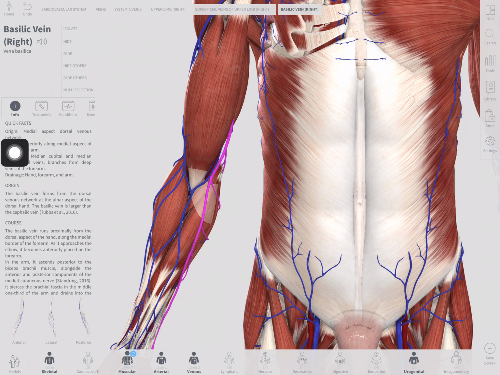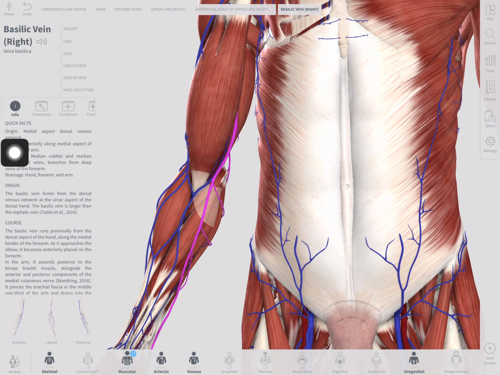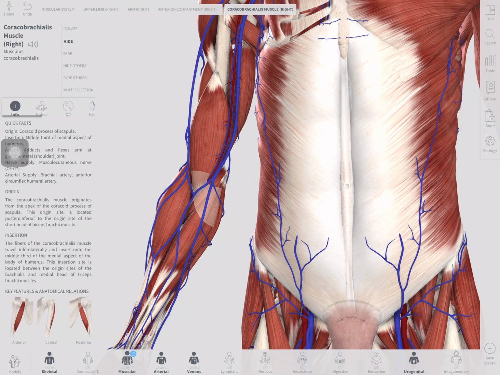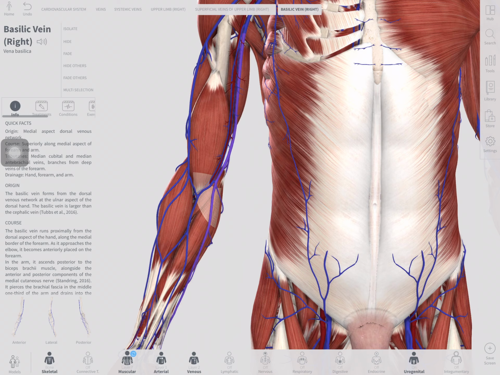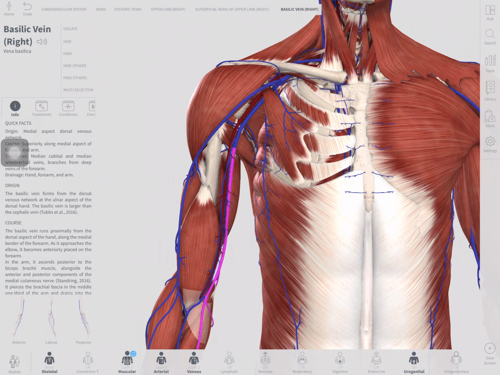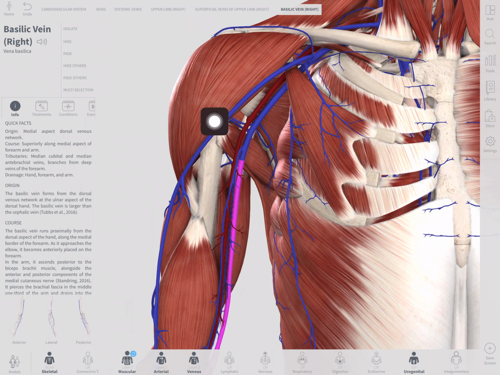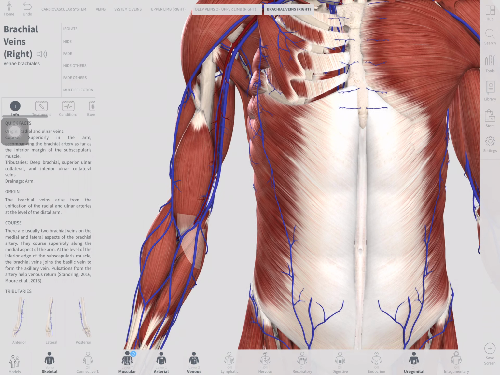Okay, and this basilic vein is also connected to the deeper vein. I'll show you. You see here. This is the basilic vein connection. It is also going and joining to this axillary vein. So the cephalic vein is also joining to the axillary vein, the basilic vein is also joining to the axillary vein. Okay, and these are the brachial veins.